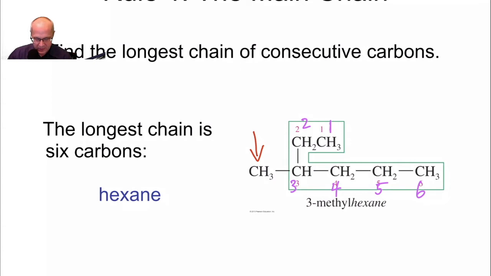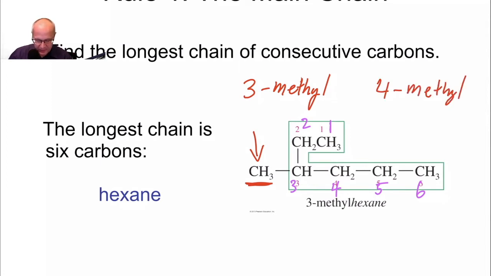Okay? So I need to give this substituent the lowest number. I need to give that substituent the lowest number. So if I start on this end, 1, 2, 3, there's my substituent. So this is going to be 3-methyl. If I start over here, 4, it would be 4-methyl. Okay? This one you don't want because it has a higher number, right?